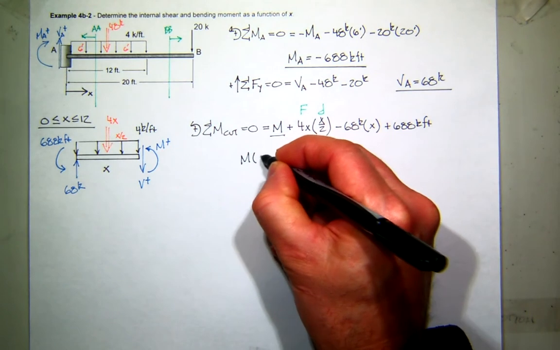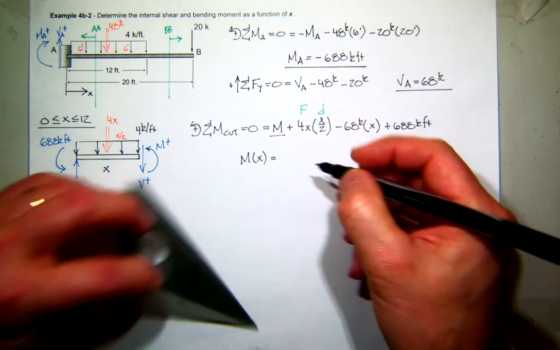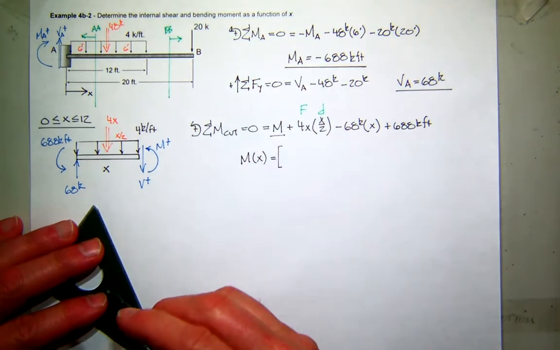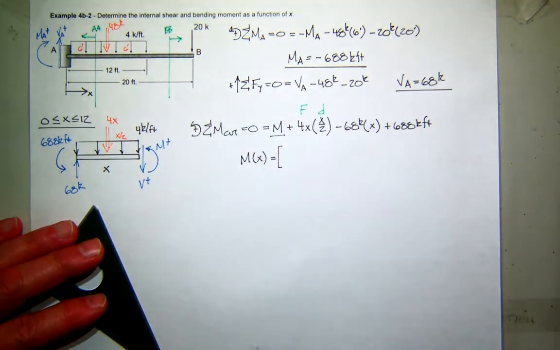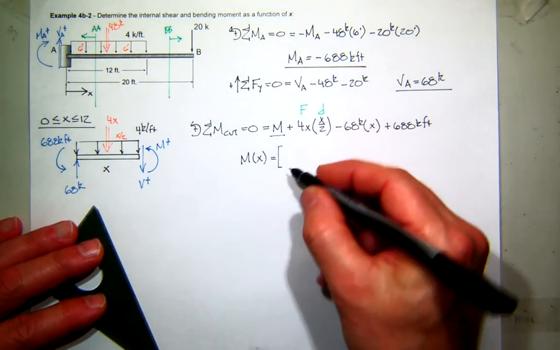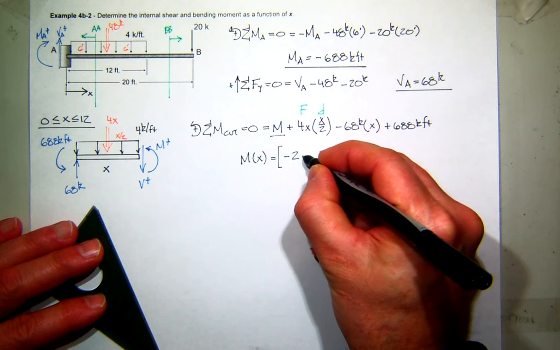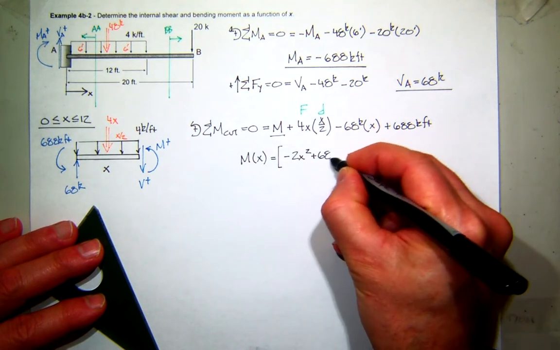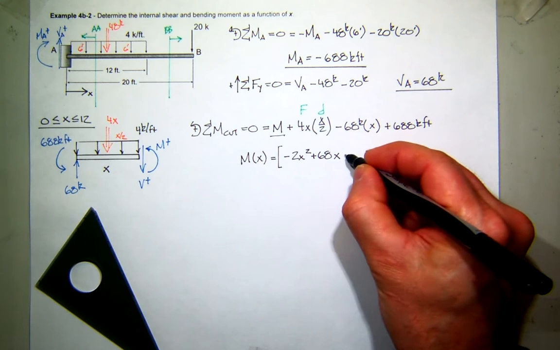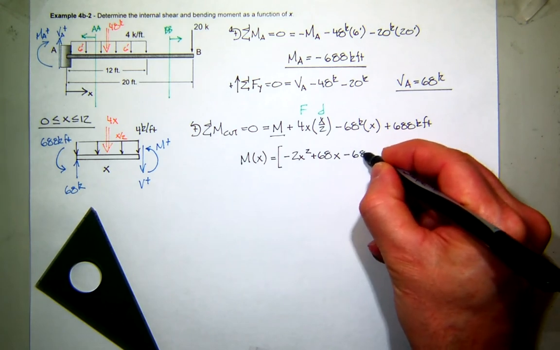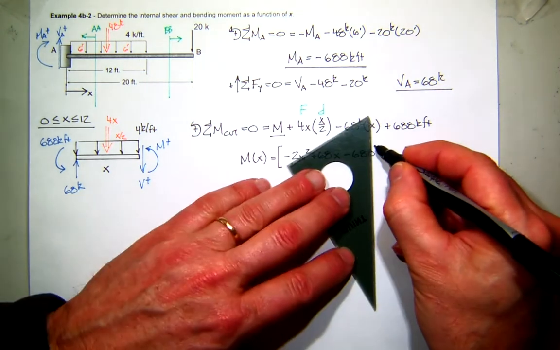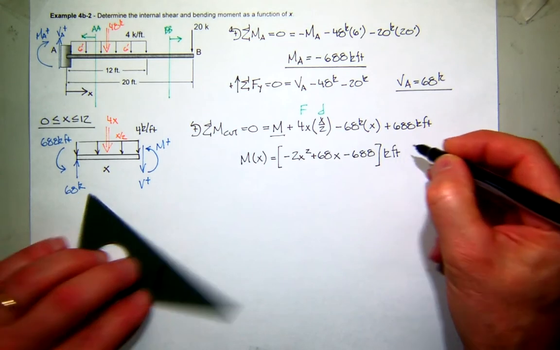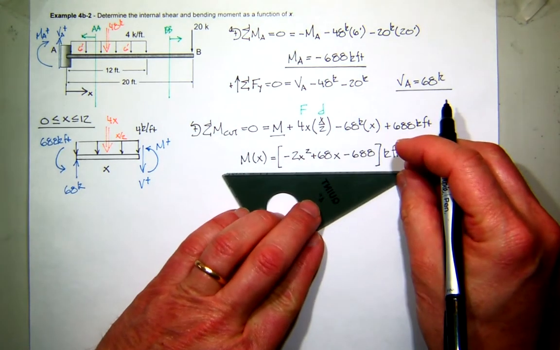So my moment as a function of x will now be, I'll just take all these terms, throw them to the other side of the equation. So starting here, that's 2x squared, so that'll be negative 2x squared plus 68x minus 688. And all those terms will have the units of kip feet. So there's my moment.